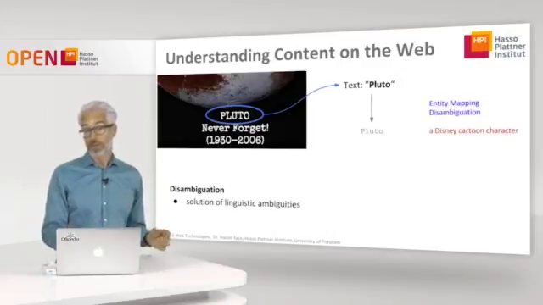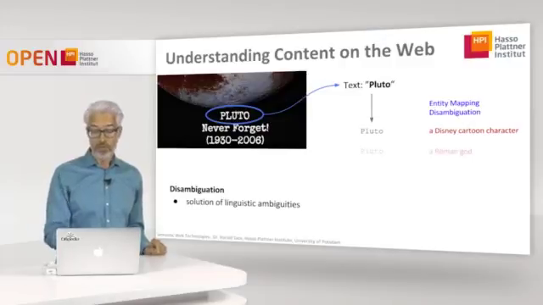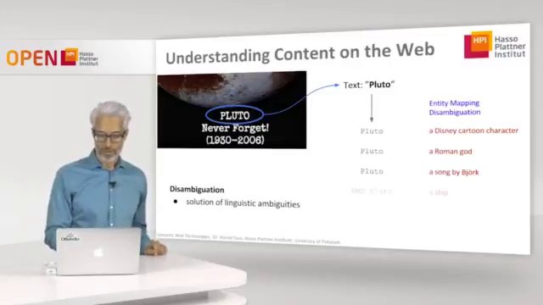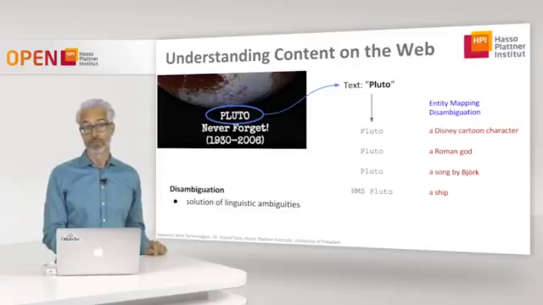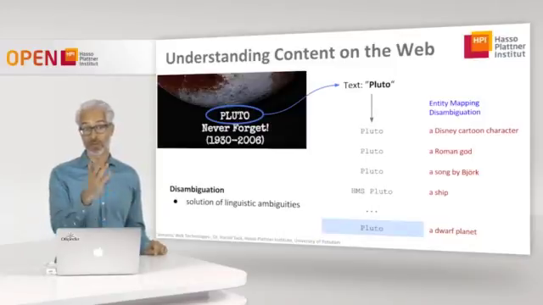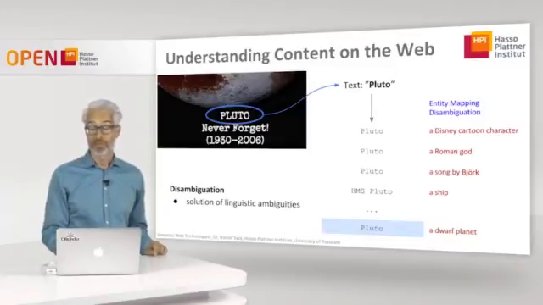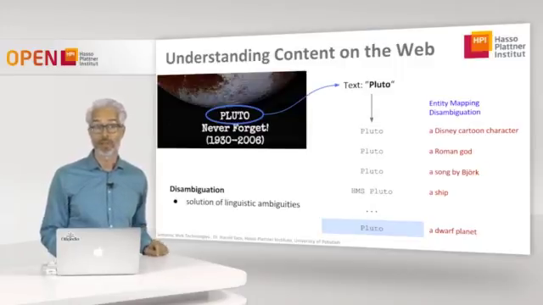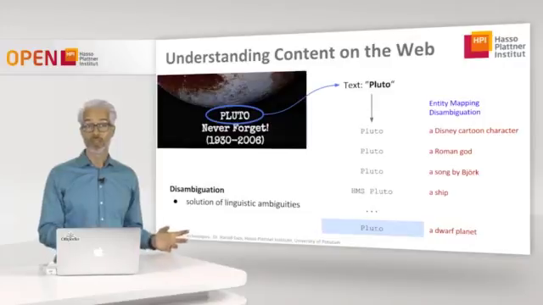It could be, on the one hand, a Disney cartoon character. Is it really that? Or on the other hand, it could be the Roman god of the underworld. It could also be the name of a song of the Icelandic artist Björk. Or it could be a ship, the HMS Pluto. Yeah, we all know it's the dwarf planet, Pluto, simply because of the picture. Because of the picture, the interpretation for a human was easy. If you only have the text message, Pluto never forget, and then these two years, 1930 to 2006, interpretation becomes much more complicated.